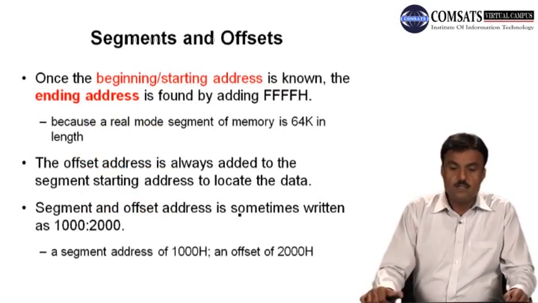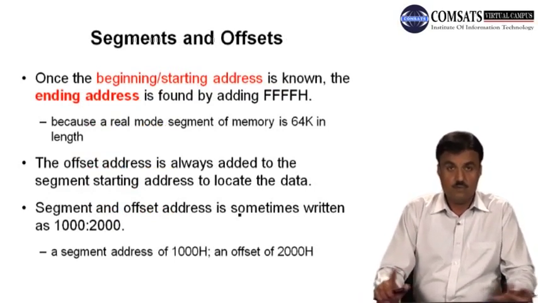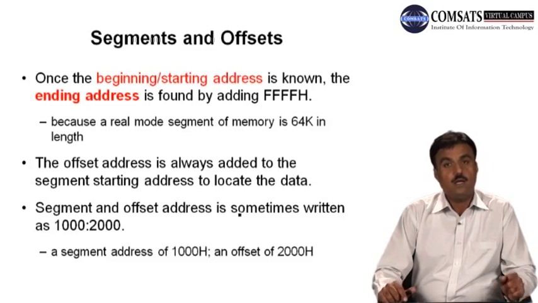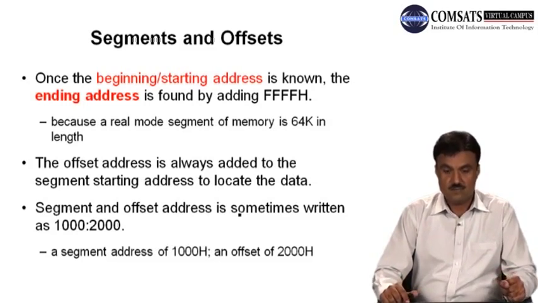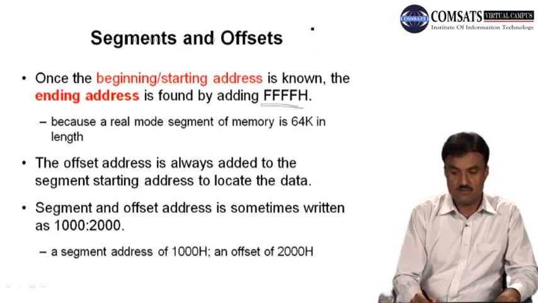Now, for segments and offsets, once we know the beginning or starting address, which is inside the segment register, the ending address is found by adding FFFH. This is the maximum value we can store inside the offset because it is 16 bit. So if we know the starting address, what is the ending address?